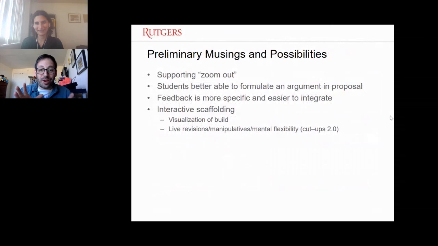So just for the sake of getting to questions, if there are any questions, just some of the things that we identified is that these really helped us to zoom out. It helped our students to be able to formulate arguments more easily, that we were able to give more targeted feedback, because we could give feedback not just on a full paper, but on specific points of the research process. And that the interactive scaffolding, the ability to create the scaffolds for students and then move things around, was really essential. It was visual and helpful. So with that, I think we have a minute for questions, if there are any questions on what we did.